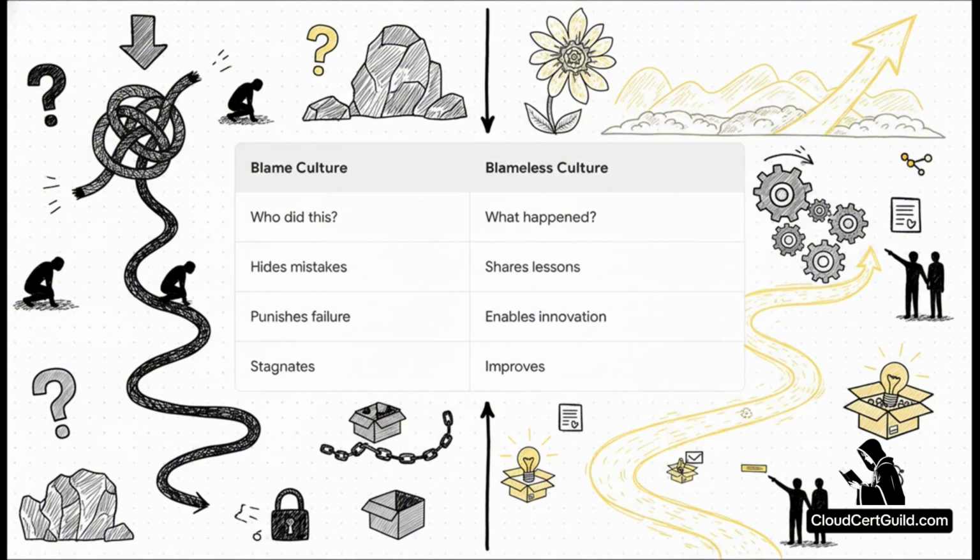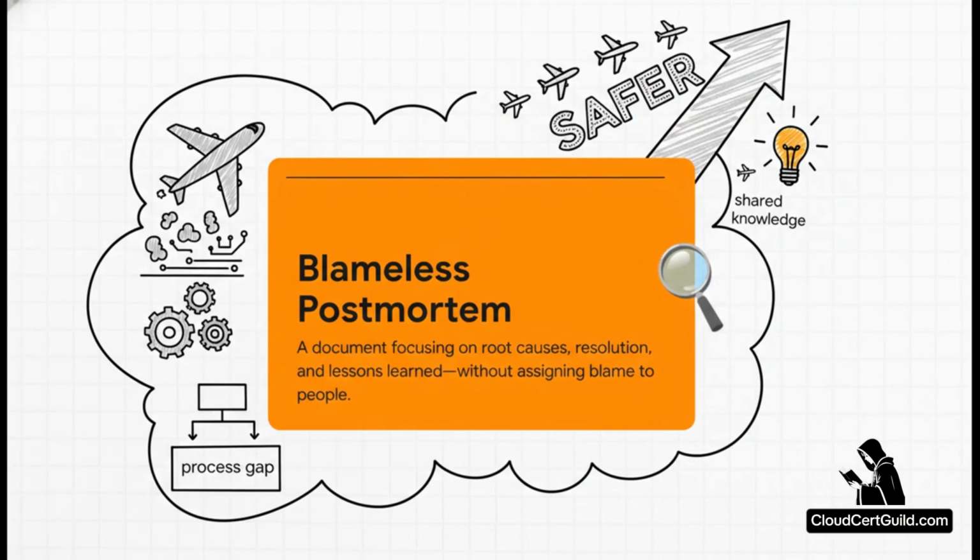Down one path, you have the blame culture. The first question is always, who did this? And you know where that leads? People start hiding their mistakes, nobody learns anything, and the company just stagnates. But the other path, the blameless culture, asks a different question. What happened? This one encourages people to share what they know, which lets everyone innovate and the whole system gets better. And this leads us to probably the most powerful tool you have for learning from failure, the blameless postmortem.